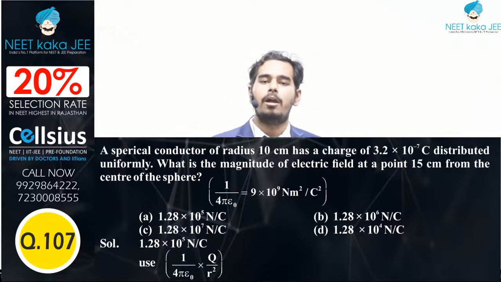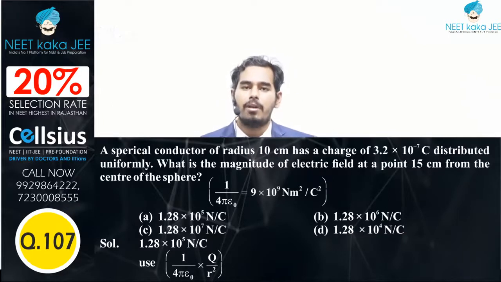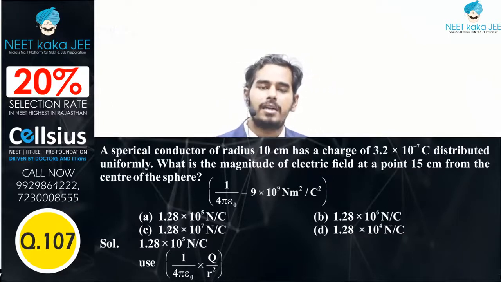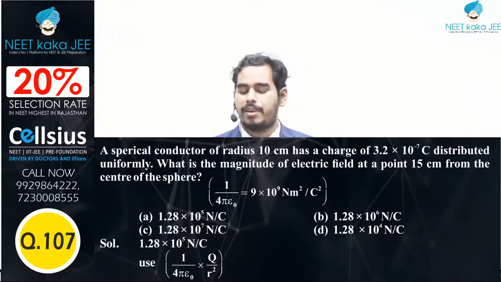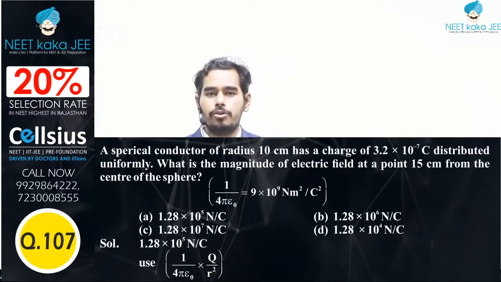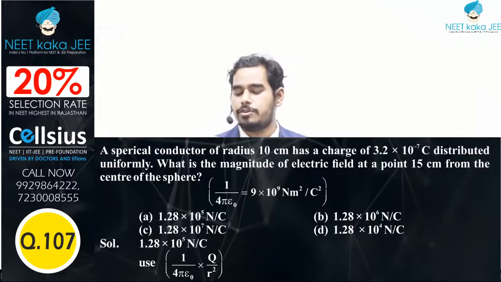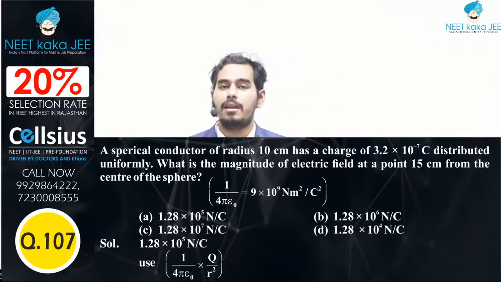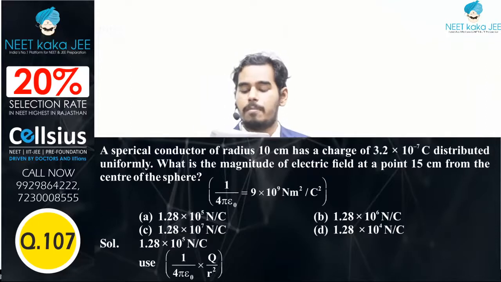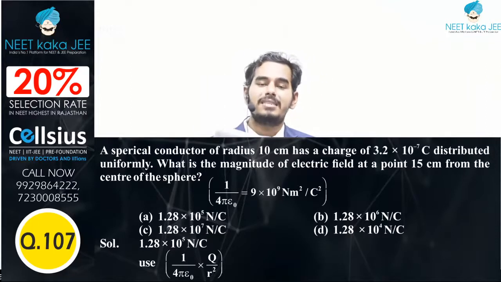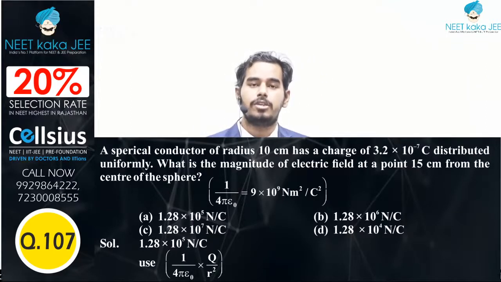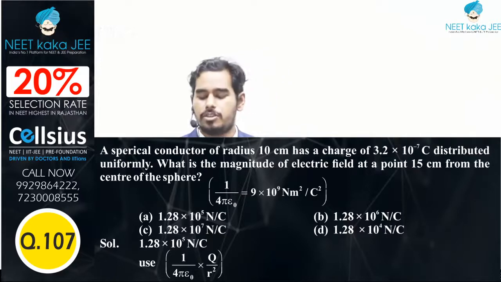It is kq upon r square, and because the formula is kq upon r square, just put the value of k and the value of q and the value of r square. So k is 9 into 10 to the power 9, q is given to you as 3.2 into 10 to the power minus 7 upon r square. So this is 15 centimeter square, so 15 into 10 to the power minus 2 meter square. You just solve it and you are going to get your answer as A.